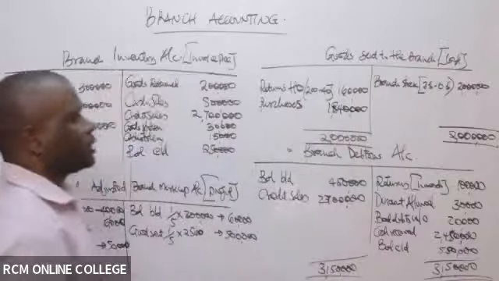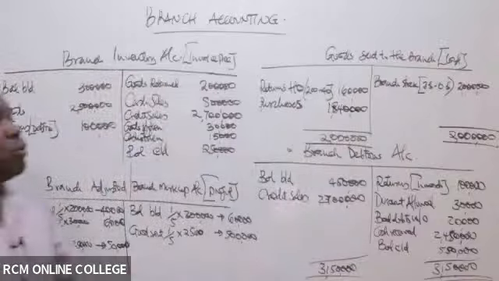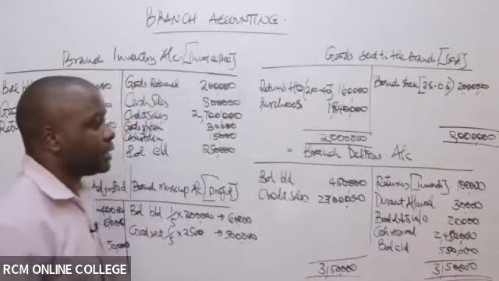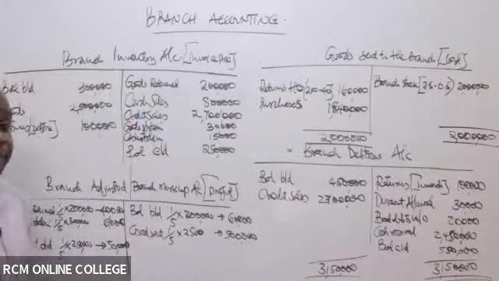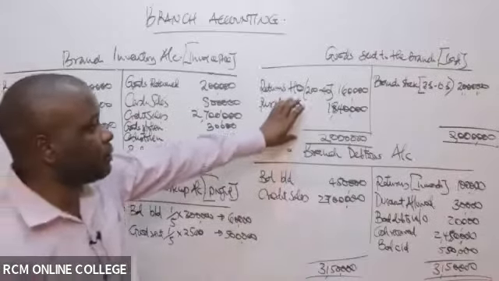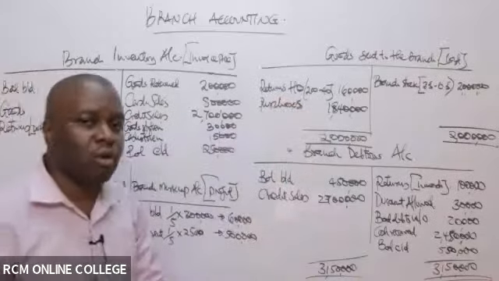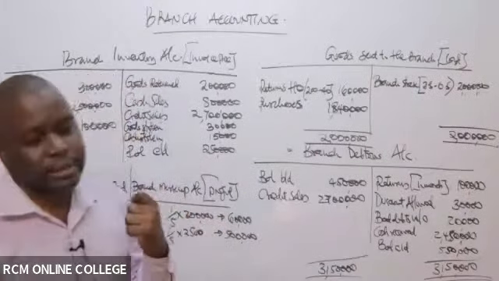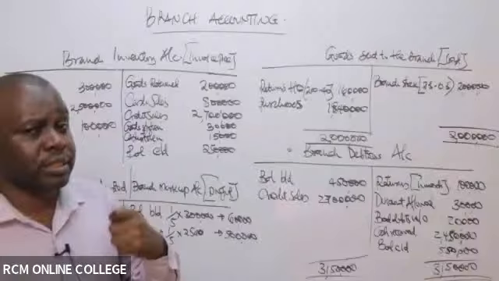That's what you have to realize or discover now, that the balancing figure in the goods sent to the branch will be the purchases for that branch. So if they are coming up with a P&L for that branch, this balancing figure in the goods sent to the branch will now be the purchases that they acquired. Maybe in this case, they have purchases that are sent as sales.